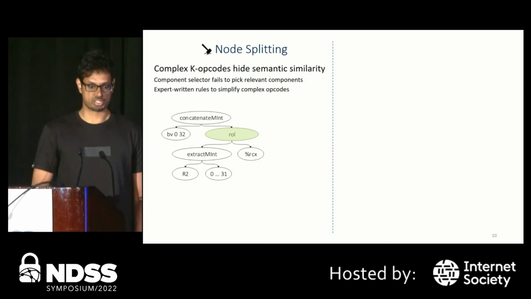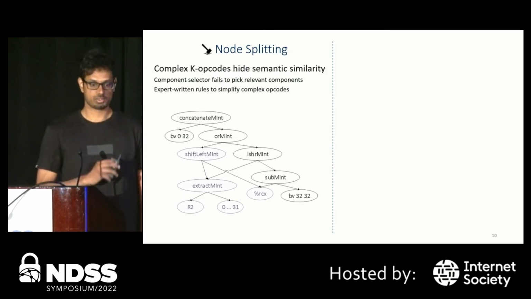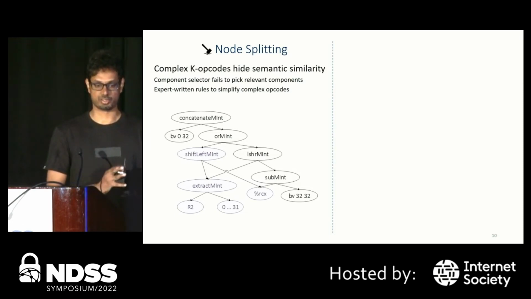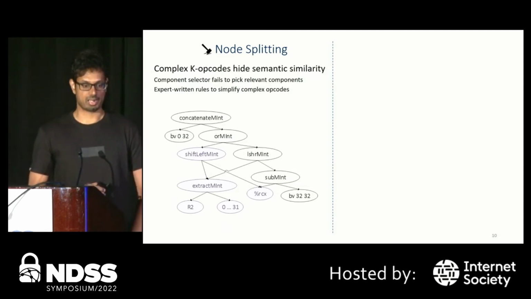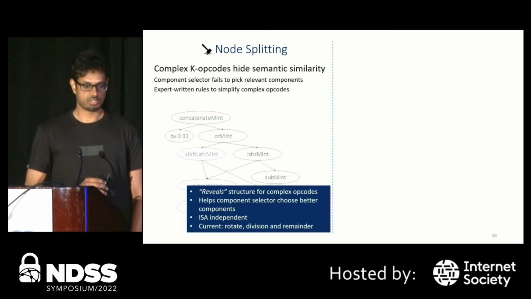So to help component selection, we split such complex K opcodes into simpler opcodes. Here, the ROL opcode that you saw previously is replaced by this larger subtree, which is semantically equivalent to the rotate, but uses simpler operations. Now, the node splitting rules are expert written and ISA independent, and we currently only use this for a handful of instructions. This may be expanded in the future to support more complex instructions like floating point.